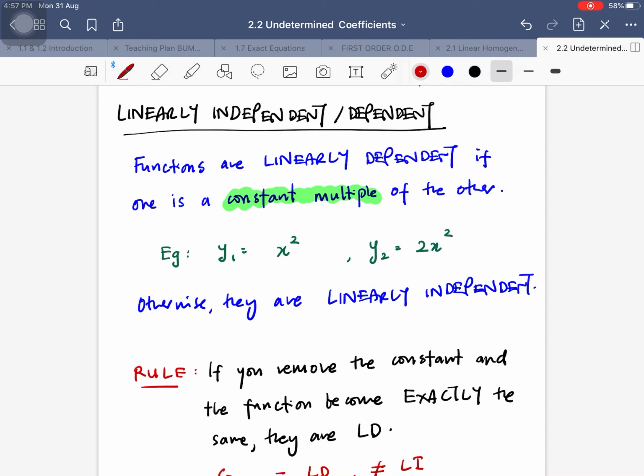What happens is that if I multiply y1 by 2, I will get 2x squared as the function, and it becomes exactly the same as y2. That is called being linearly dependent, and that is what it means to be a constant multiple: when I multiply one function by a constant, it becomes exactly the same as the other one. That is called being linearly dependent, LD. Otherwise, if I multiply by any constant and they do not become exactly the same, they are called linearly independent.